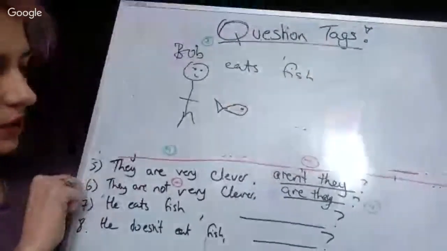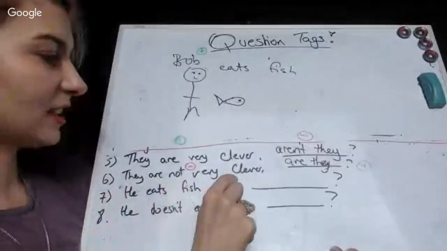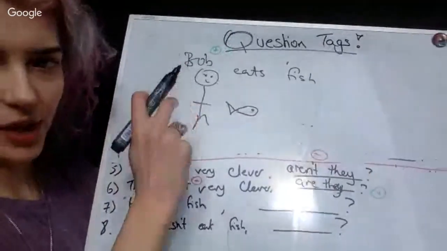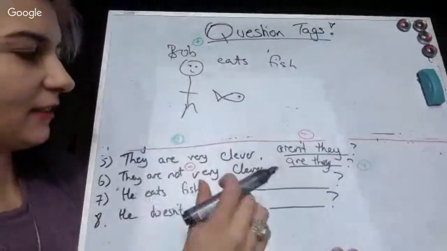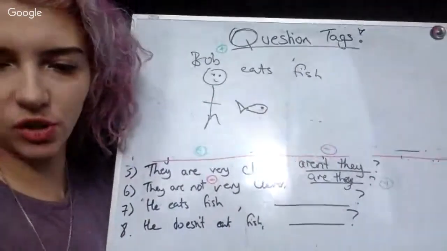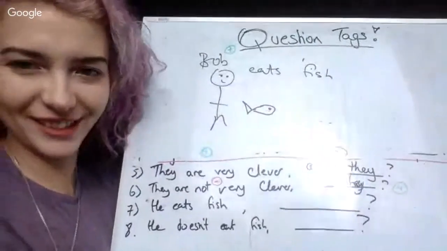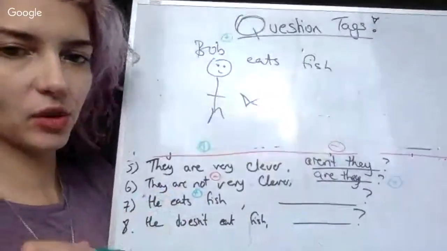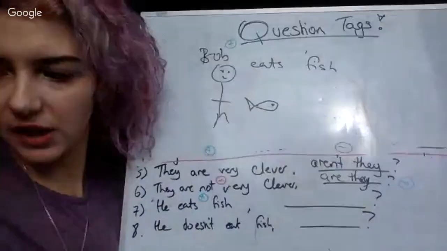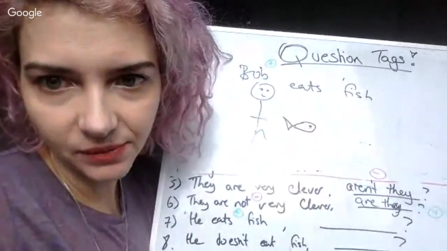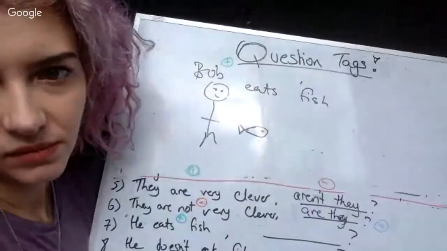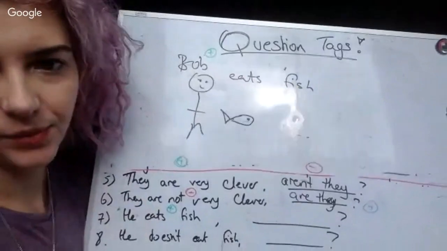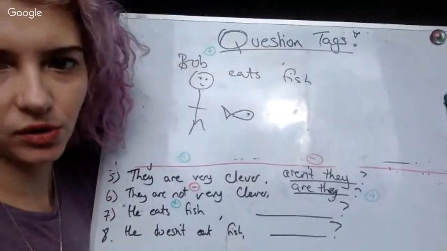All right, so let's see here. Bob eats fish. What's the correct question tag here? Bob is a man, so we could say "he." He eats fish. What's the correct question tag? I'll give you a moment to answer in the comments. And remember, this is a positive sentence. Bob eats fish, that's a positive sentence. So remember what kind of question tag we need there. I'll give you another moment or two.